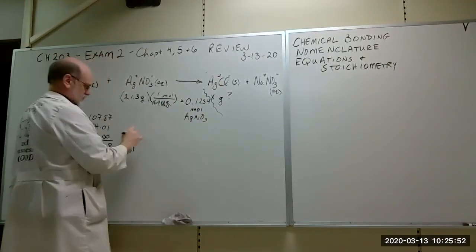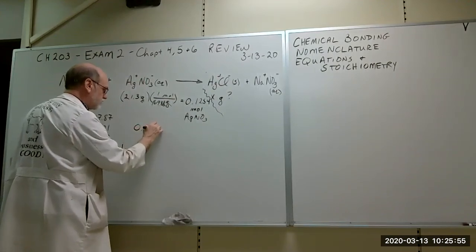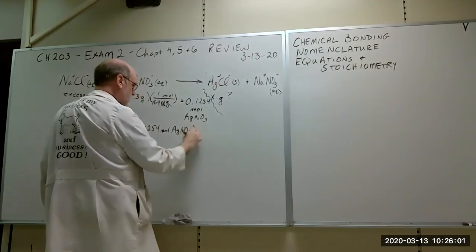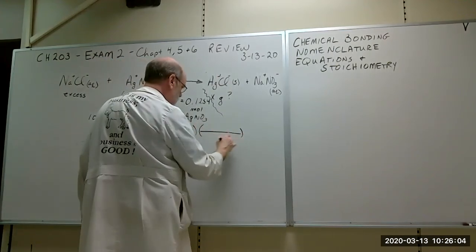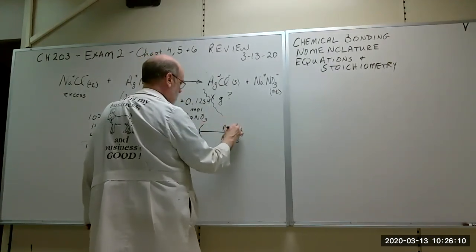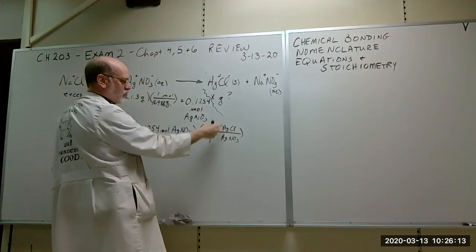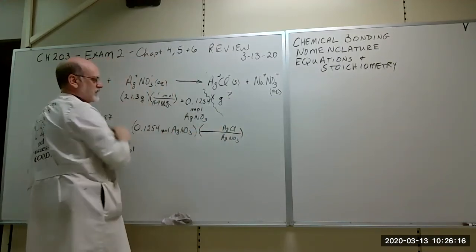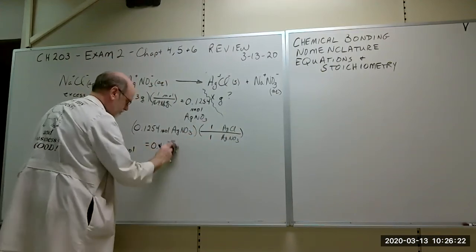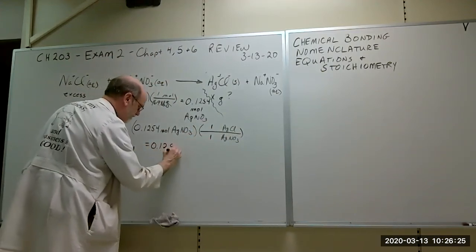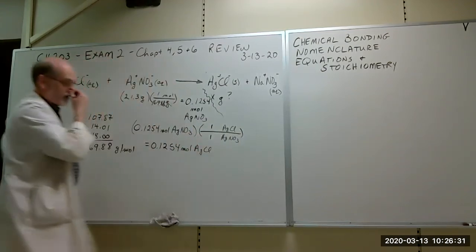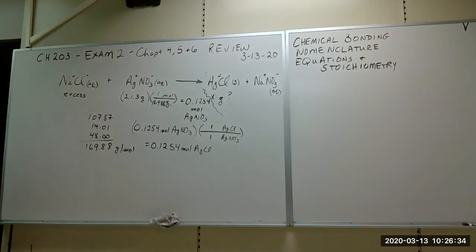So, you can do it the longhand way. Silver nitrate. What's our conversion factor from silver nitrate to silver chloride? That's really moles and moles. It's 1 to 1, isn't it? So that's how many moles of silver chloride we have. 1 to 1, got the same number of moles.